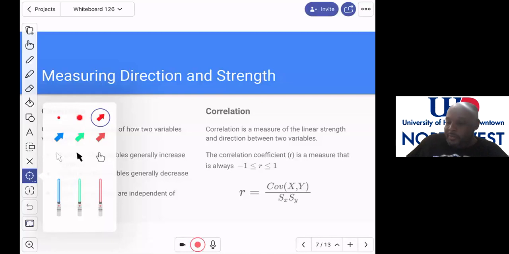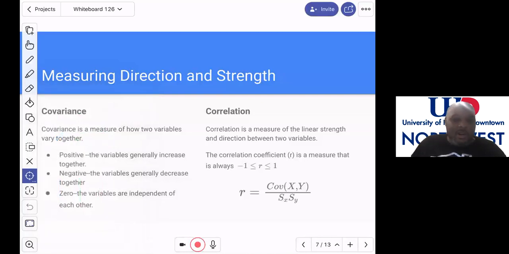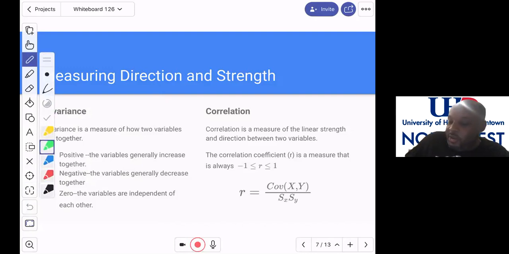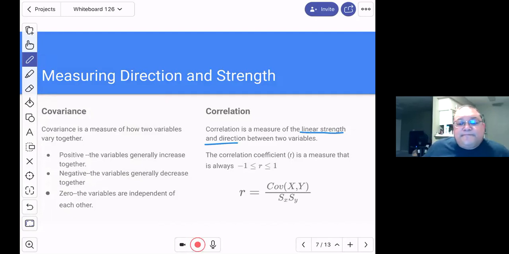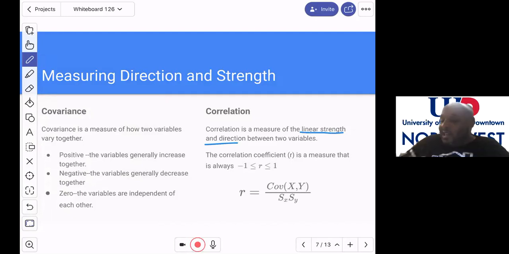All right. So we just talked about covariance. Covariance told us what direction we're moving in. Correlation now is this thing that's going to measure what we call linear strength. There are two things actually: direction and strength. We just figured out how to find direction through covariance. Correlation goes one step further and gives us strength. But in particular, it gives us linear strength.